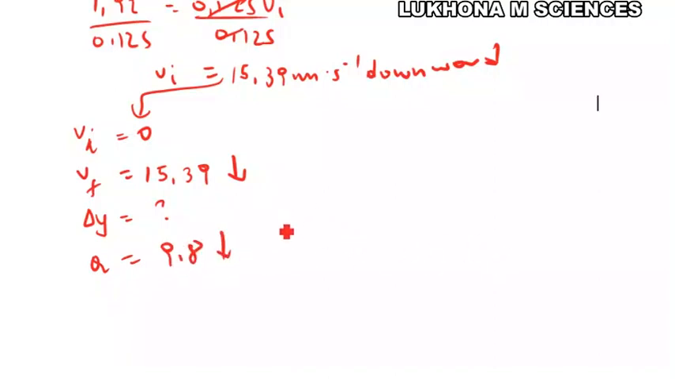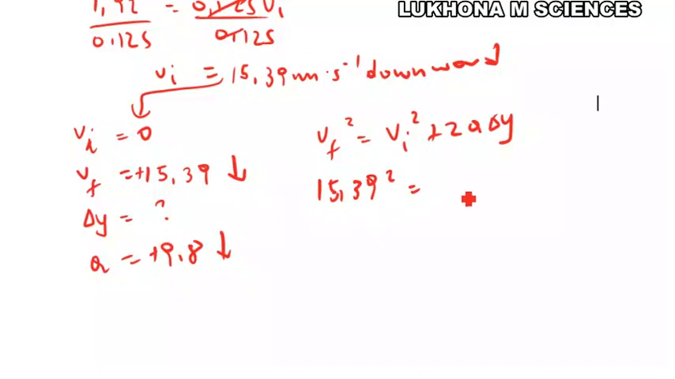Then we take down as positive. So we use final velocity squared is equal to the initial velocity squared plus 2a delta y. Let's substitute the final velocity. This one should be positive and this one should be positive. Then final velocity is 15,39 squared, which is equal to initial velocity, which is 0, plus 2 times 9,8 delta y.